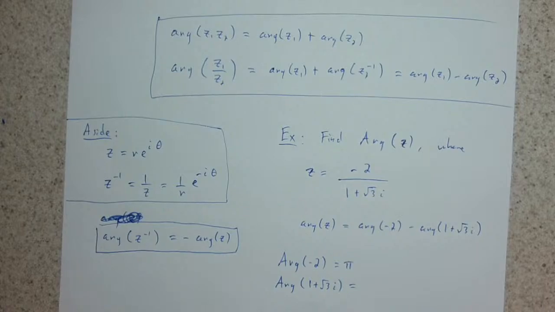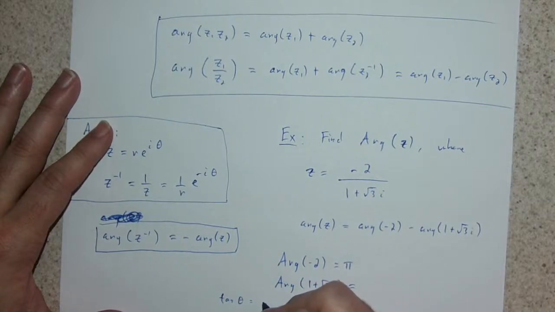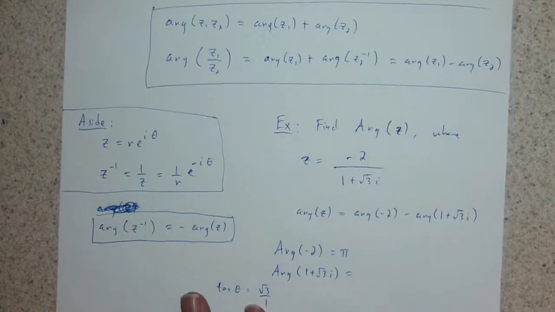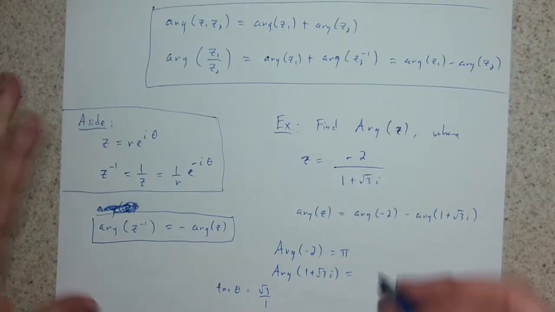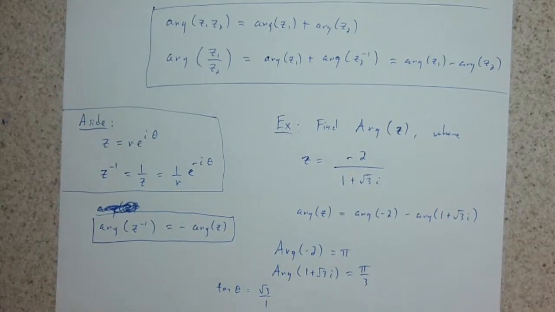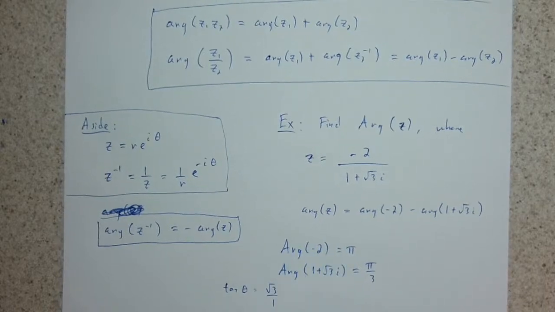So 1 plus root 3i. Remember here, tan theta is y over x. So this is square root of 3 over 1. What theta is going to satisfy that? Pi over 3 is going to work, right? So pi over 3 is going to work. Okay. So these are the principal arguments for these.